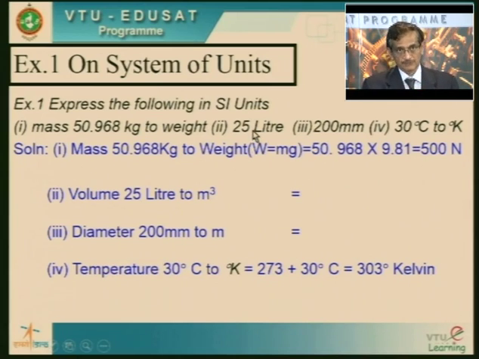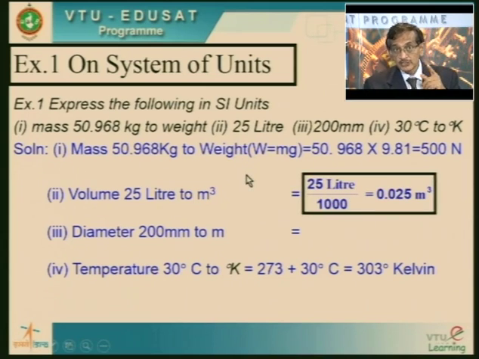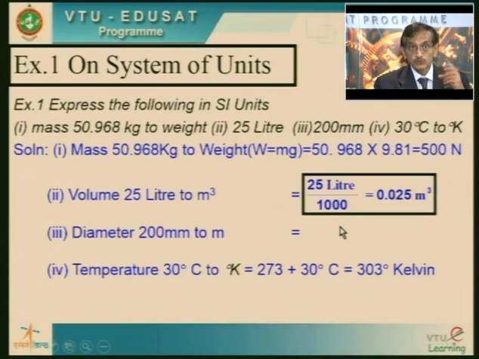Let us take the second one. The second one on system of units: we want to convert this volume, 25 liters, to meter cube. So, what I will do, 25 liters, I will divide by 1000, right. So, the answer is 0.025. Mind it well, if I am talking about liters, we need to convert to the SI system by dividing by 1000 in the numericals. Is it okay? It seems to be okay.